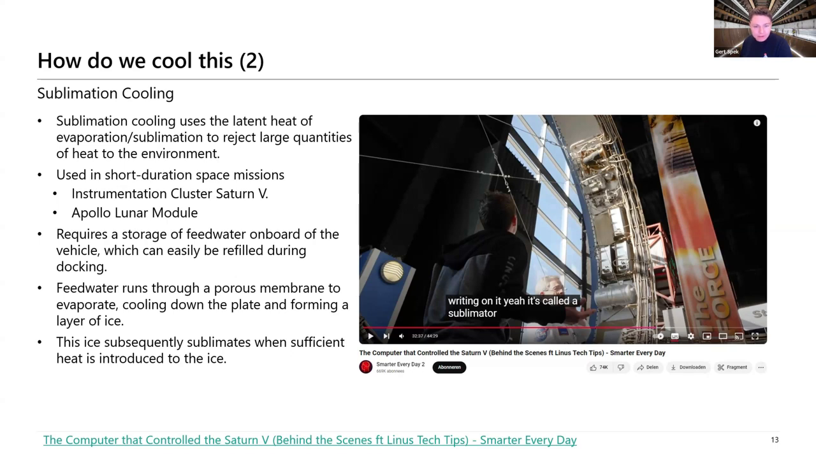What is interesting is that you do require a feed water storage. So you do have a system. However, it's in liquid form. So in stations, you could easily refill it when docking. Then, other use cases where it was used. So for example, here in the Saturn V, but also in the lunar module and in some other smaller short trip space missions.